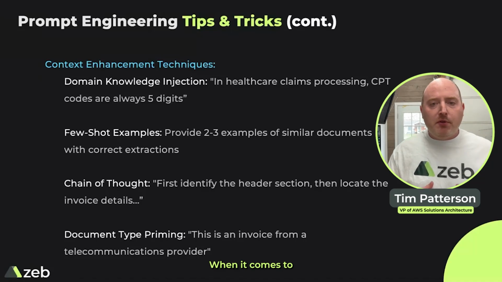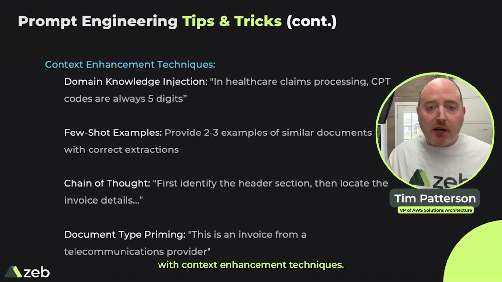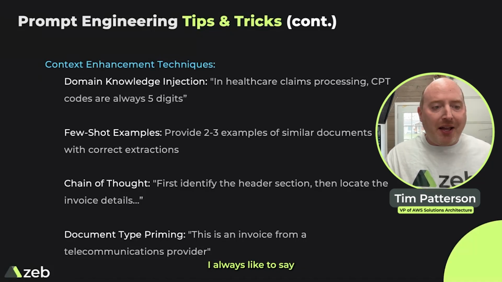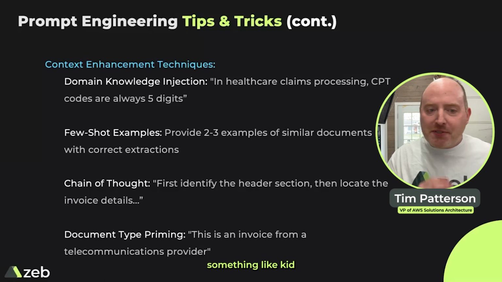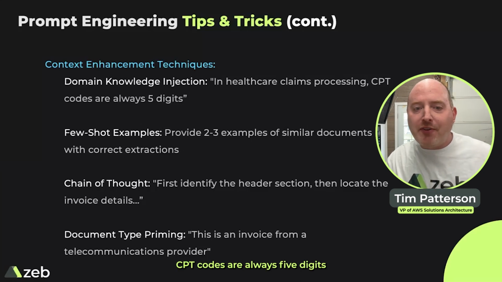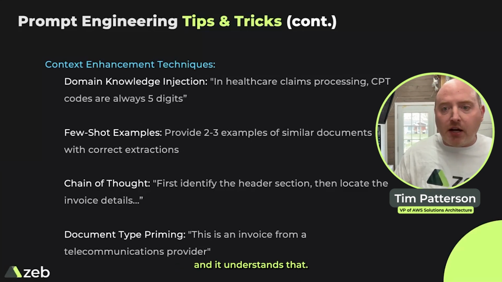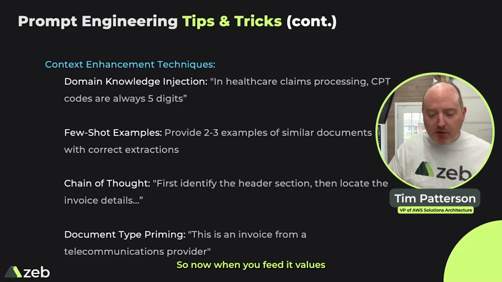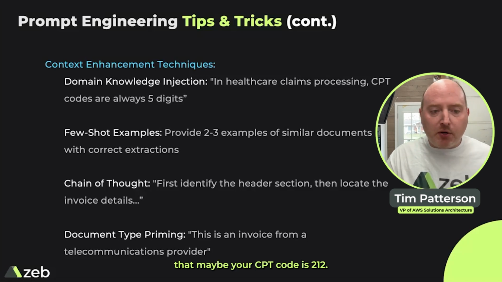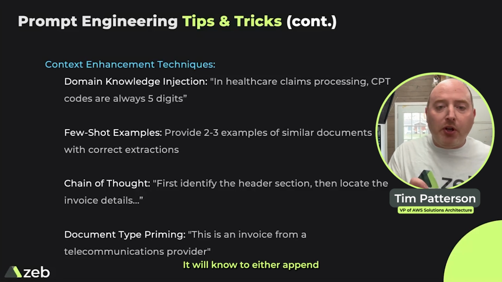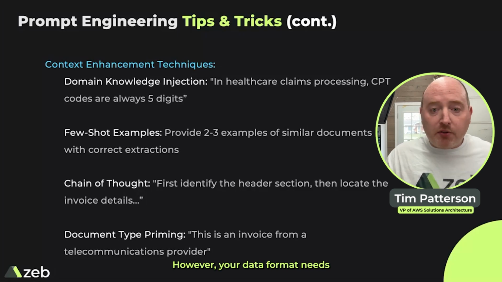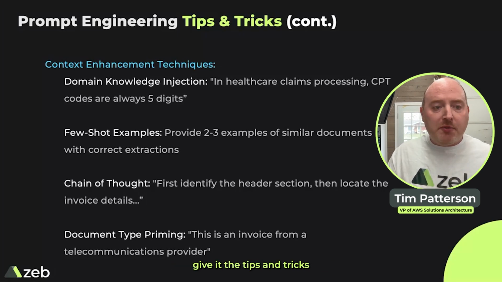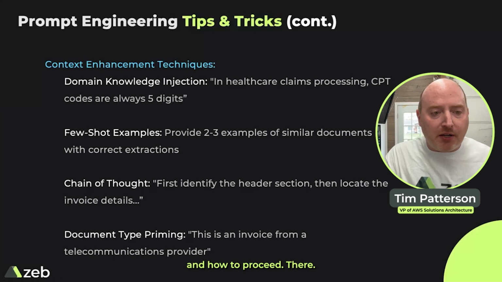When it comes to tips and tricks for prompt engineering with context enhancement techniques, I always like to say that domain knowledge injection is like giving the AI insider information. Something like, "Psst, kid, CPT codes are always 5 digits." And it understands that. So now when you feed it values where maybe your CPT code is 212, it will know to either append or suffix the data with zeros, right? However your data format needs, give it the tips and tricks on how to proceed there.